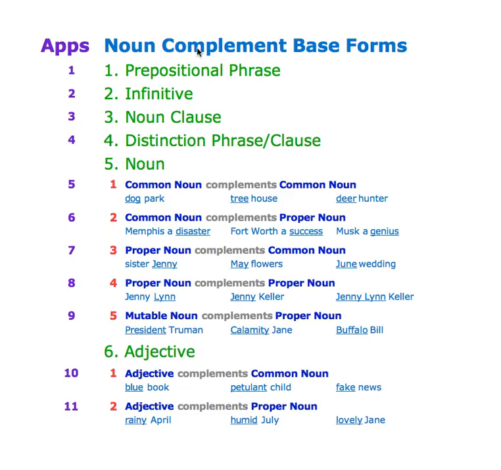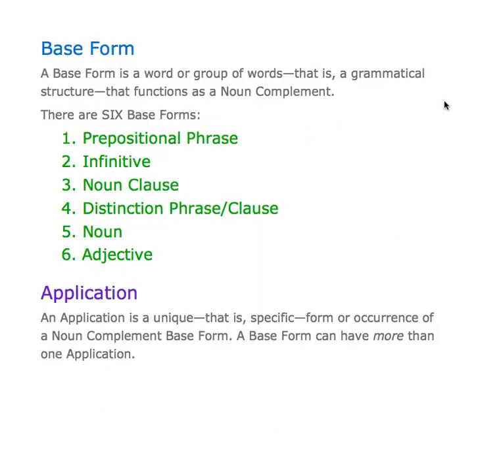noun complements. This is just one of many ways. If you've seen my videos, you know I do it in many different ways, and you can choose the method that you like the best. So here I have the 6 base forms in green, and I have applications noted with purple numbers. There are 6 base forms in this classification method, but there are 11 applications. So let's talk about that.